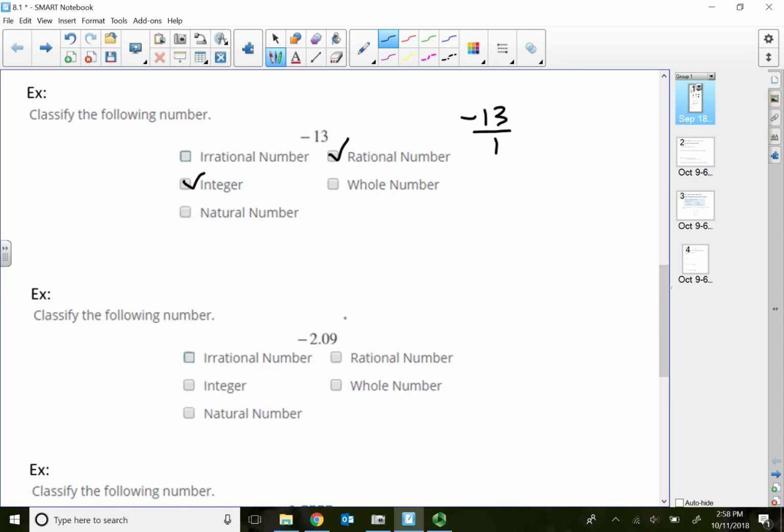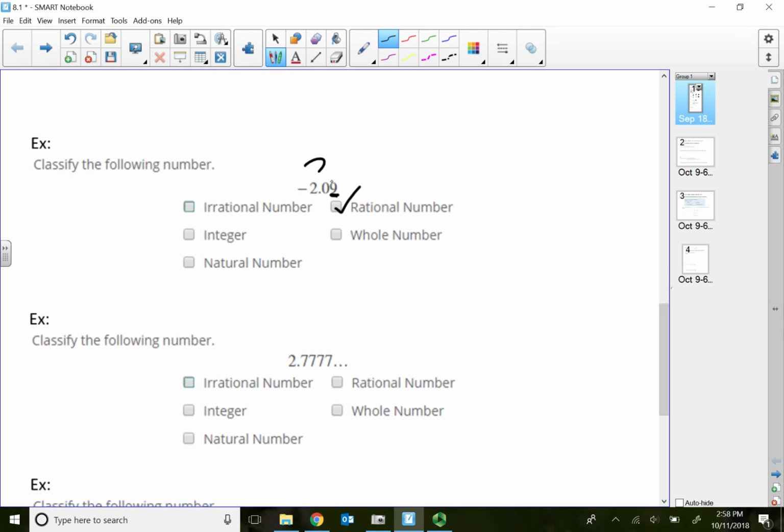Negative 2.09. This is a decimal number and my decimal places end at 9. So if it's terminating, it's a rational number. It's not an integer because integers are positive and negative whole numbers. This is not a whole number, this is a decimal number. So it's not an integer, it cannot be a whole number, and it's not a natural number or a counting number. If I have a positive 2.09, that will again just be a rational number, because this is a decimal number, so it cannot be an integer, whole, or natural.